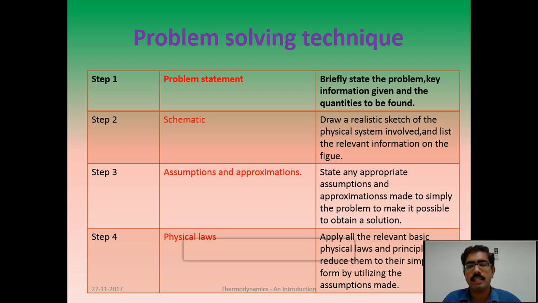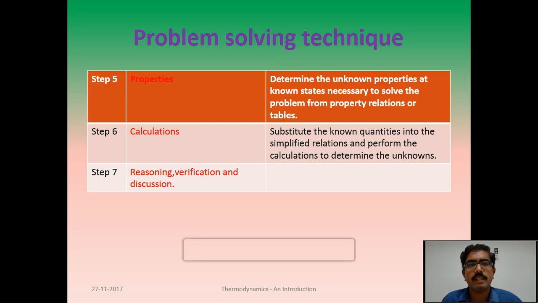Next one, physical laws. What physical laws are available that they can interpret, so that they can find the properties also. So step 1 is the problem statement, step 2 is the schematic, step 3 is the assumptions and approximations, and step 4 is the physical laws. Step 5 is the properties. Using the laws, whatever unknown properties are there, they can find them. Sometimes the properties they can find with relations or tables also.